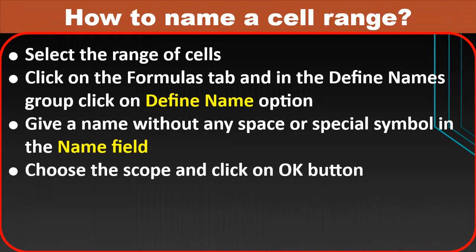So next is how to name a cell range. So look at the steps here. First select the range of cells. Next, click on the Formulas tab, and in the Defined Names group click on the Define Name option. Then one dialog box will come. Give a name without any space or any special symbol except underscore in the name field. Then choose the scope, either workbook or any worksheet. Then click on the OK button.